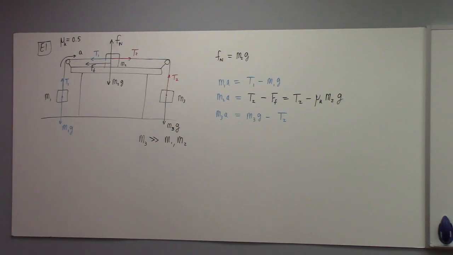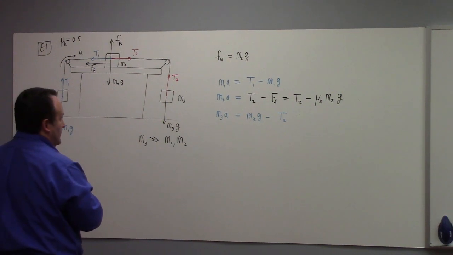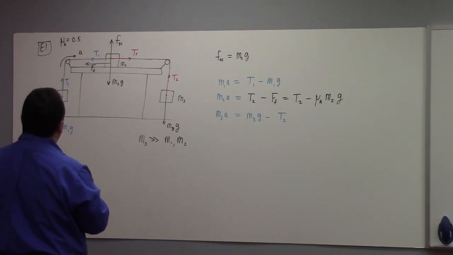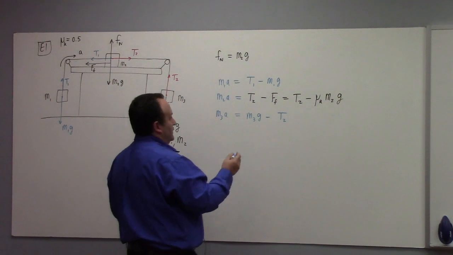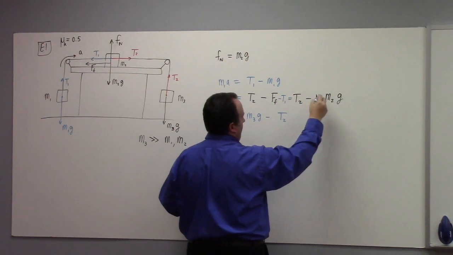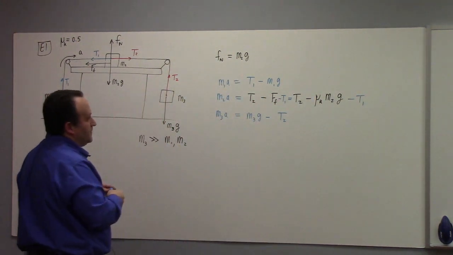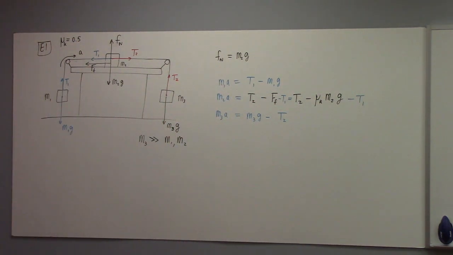Yeah. Why would you not also subtract T1 in M2? Oh, thank you. Let's see, you're on M2. I lost track of what I was doing, didn't I? So I also need to subtract T1. Thank you. So let's fix that. So minus T1. Very good question. Excellent question. That's there, isn't it?